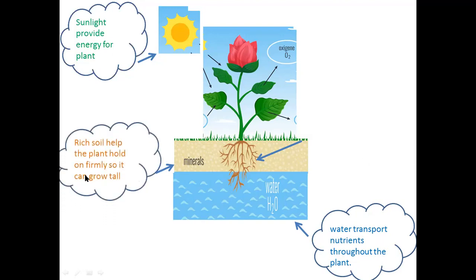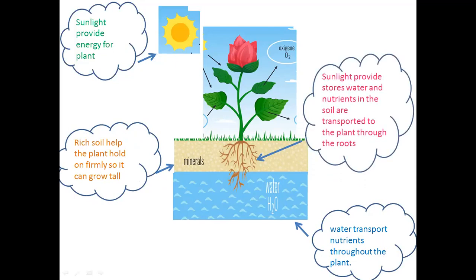And good soil, what is the function of good soil? Rich soil helps the plant hold on firmly so it can grow tall. Understood? That is why the plant needs air, water, and sunlight for this purpose. If the plant didn't get one of these, it would die. Stored water and nutrients in the soil are transported to the plant through the roots.